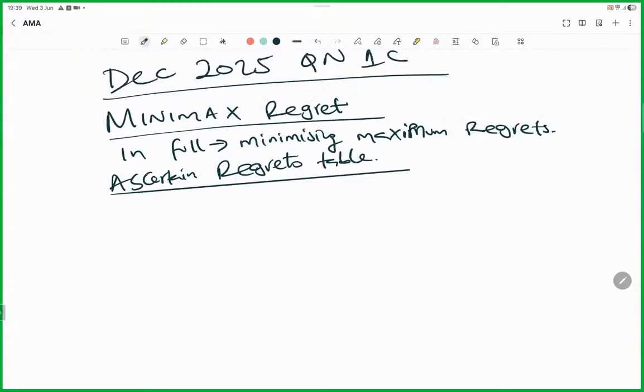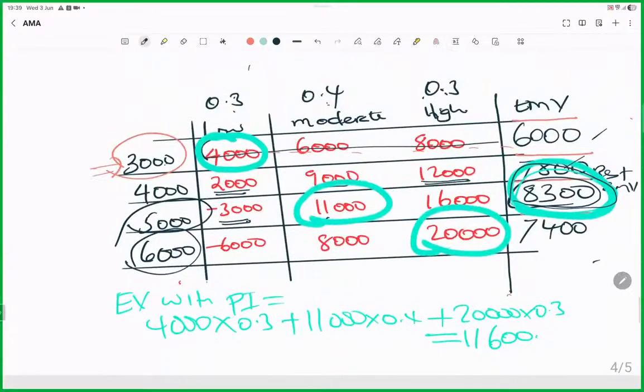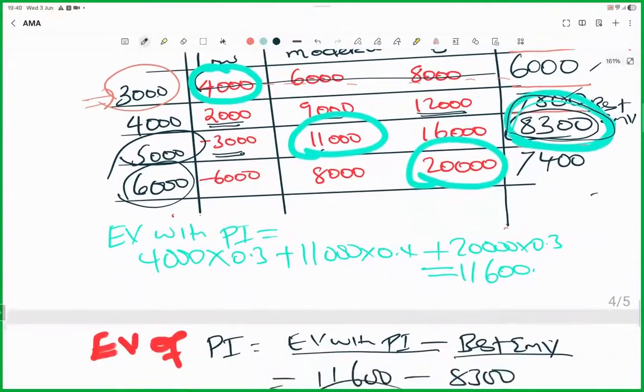So I want us to use this same question that we had up here. This one. How do we get these regrets? You go to each column, selecting the best. So select the best in each column. Have we done that? Then let's go and get these regrets.